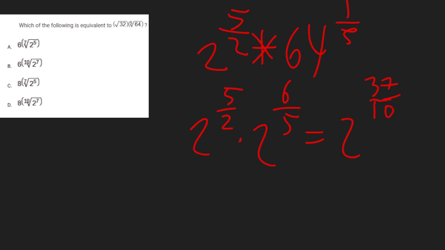and that means the only possible answer should be D, because 2 to the third power is 8, and then 2 to the 7 over 10 power is 2 to the 7th, and then the 10th root of that, so it has to be D.